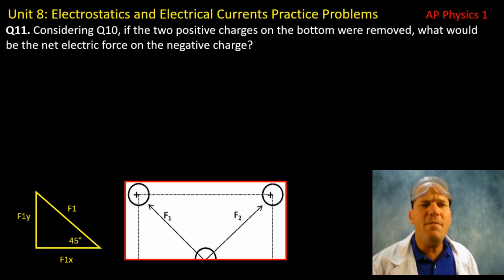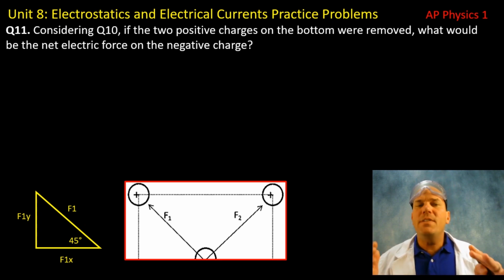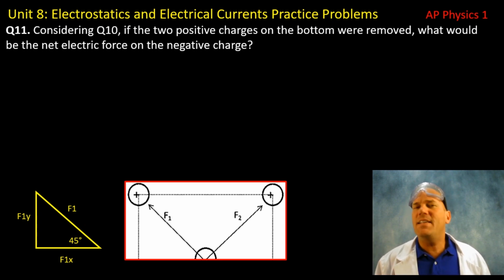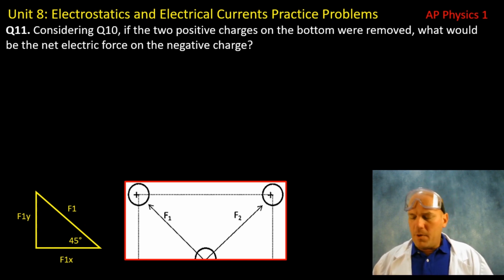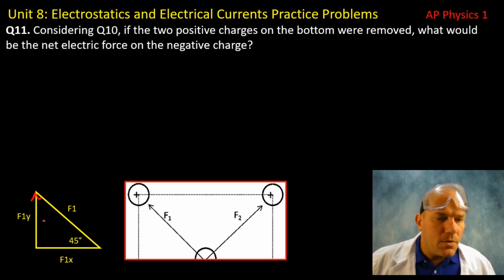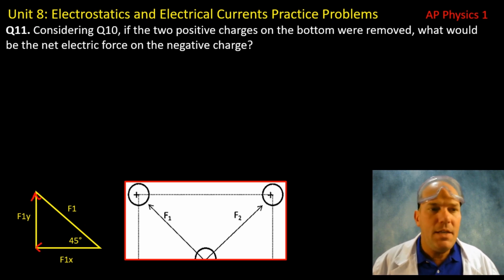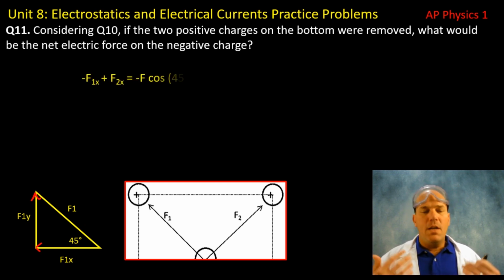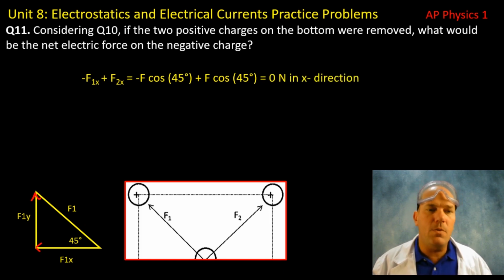However, in question 11, you're looking at those charges on the bottom. They're not there anymore. And how is that going to affect the net electrostatic force on the negative charge? Well, here we have our triangle. So we can look at this orthogonally again, and we can use vector addition again, which you used in question 10. And so let's see what's happening left and right, in the x or horizontal directions.